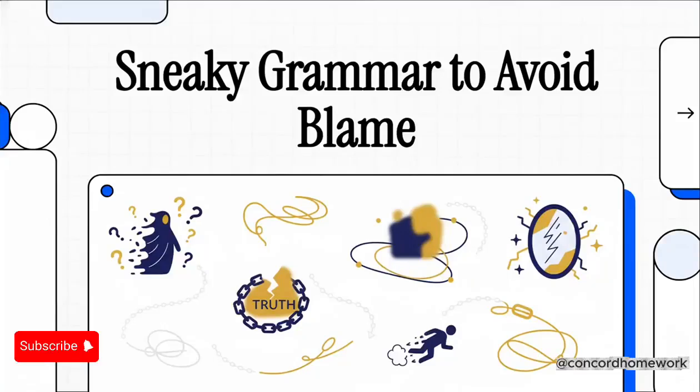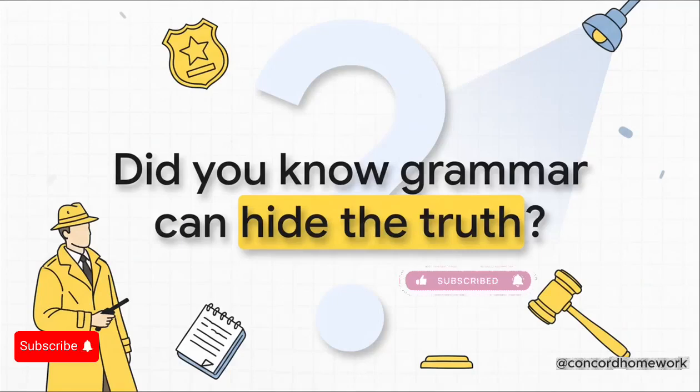So, did you know there's a specific English grammar rule that people actually use to hide the truth? Today, we're going to investigate this little grammatical trick that helps people avoid responsibility and makes the guilty party, well, completely vanish. I know, it sounds like something straight out of a detective novel, right? But it's totally true.